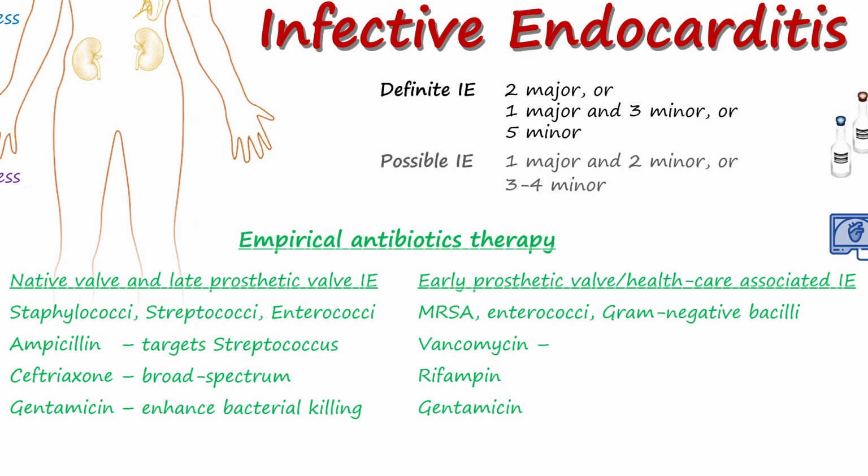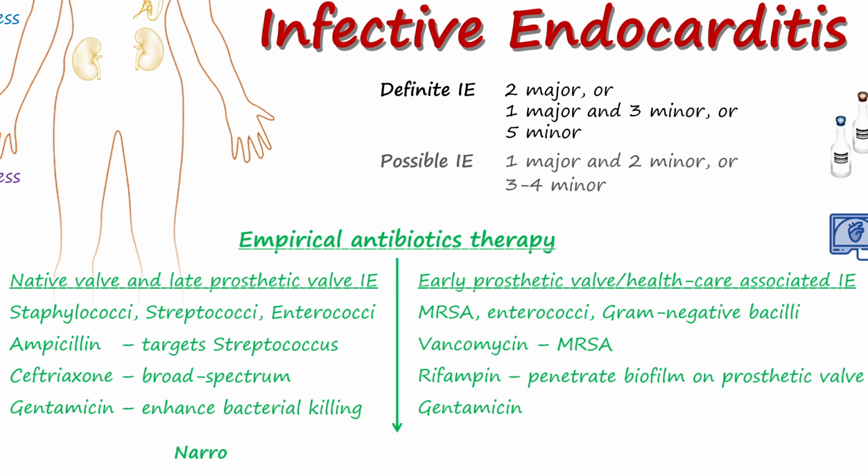Vancomycin is effective against common pathogens in these conditions, like methicillin-resistant Staphylococcus aureus and coagulase-negative Staphylococcus. Rifampin is often used alongside other antibiotics to penetrate biofilms and eliminate staphylococcal infections, particularly in cases involving prosthetic devices. Once the pathogen is identified, antibiotic treatment should be adjusted based on its antimicrobial susceptibility pattern.